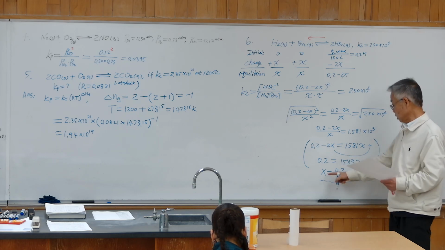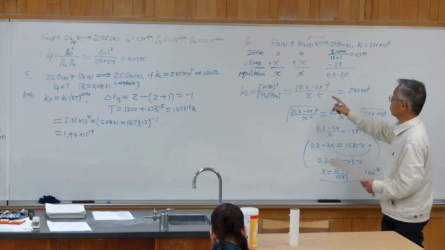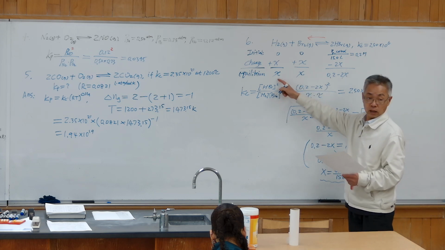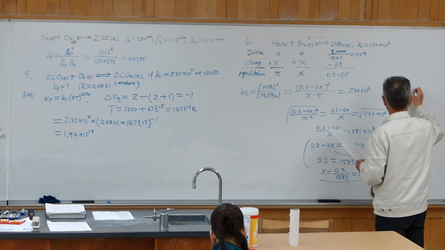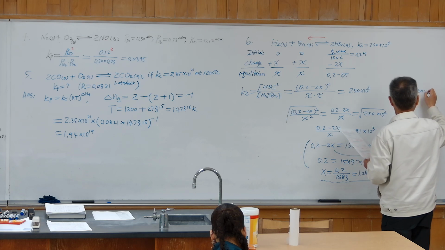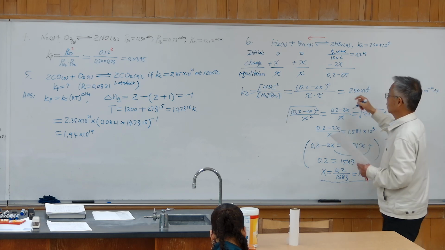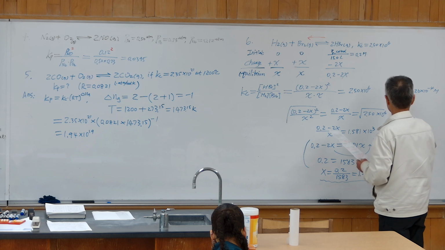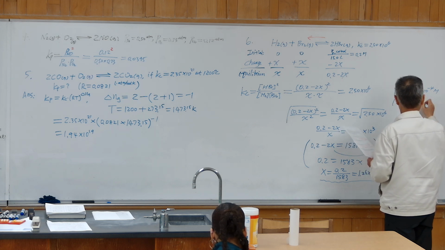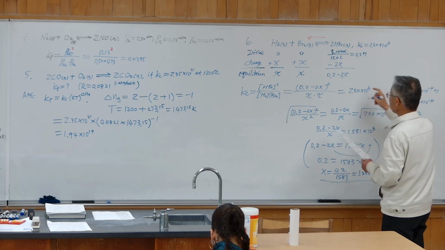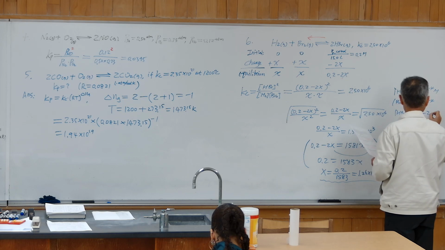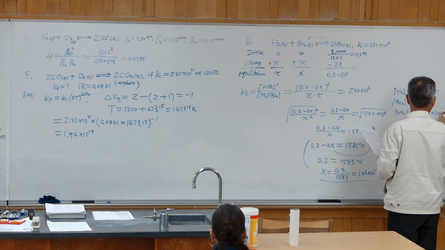So as long as we get x, now here the hydrogen concentration is x, right? And the bromine concentration is also x. HBr concentration is 0.2 minus 2x.